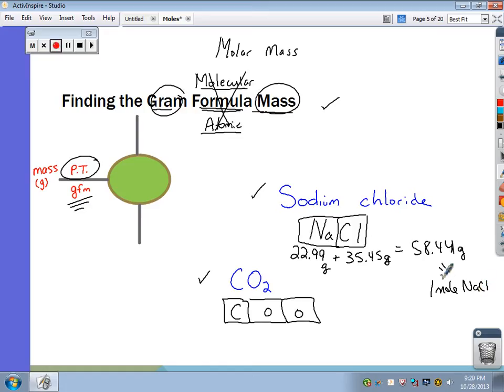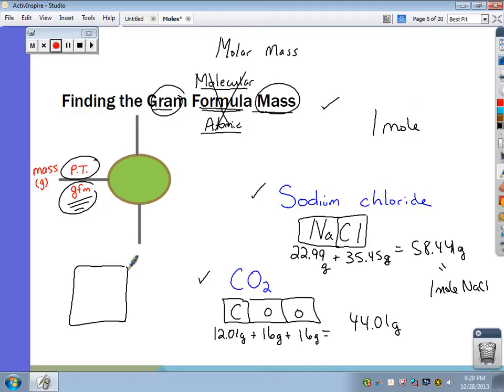Now how do I do carbon dioxide? Carbon is 12.01 grams, oxygen 16, and there's 2 of them. So when you add all those up, that equals 44.01 grams. What's that equal to? The GFM. That's equal to the mass of 1 mole. And it turns out that in every single box on the periodic table, that's the mass of 1 mole of my element. And that's why each of these, when you add them up, the GFM equals 1 mole of whatever you have in front of you. In this case, sodium chloride or carbon dioxide.